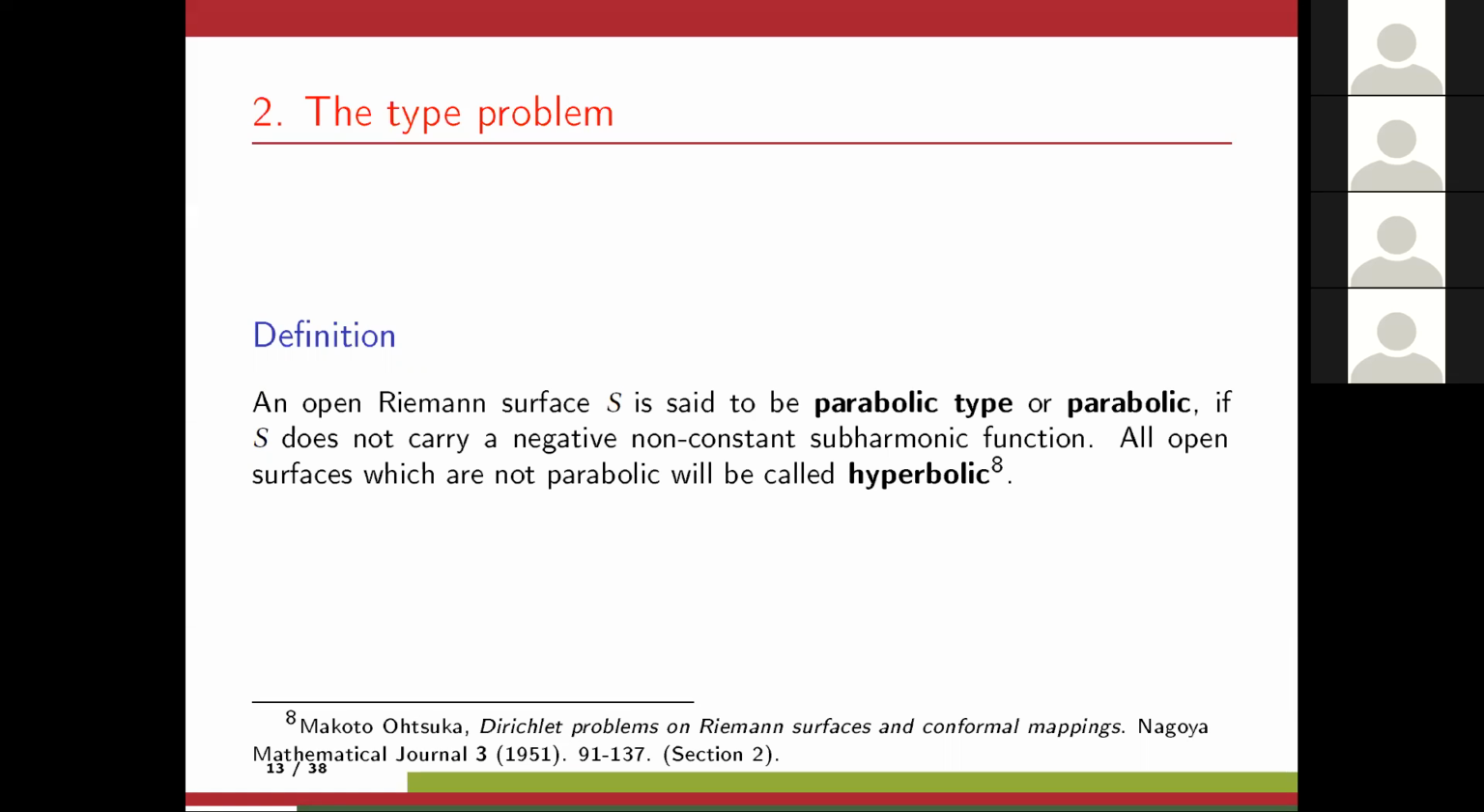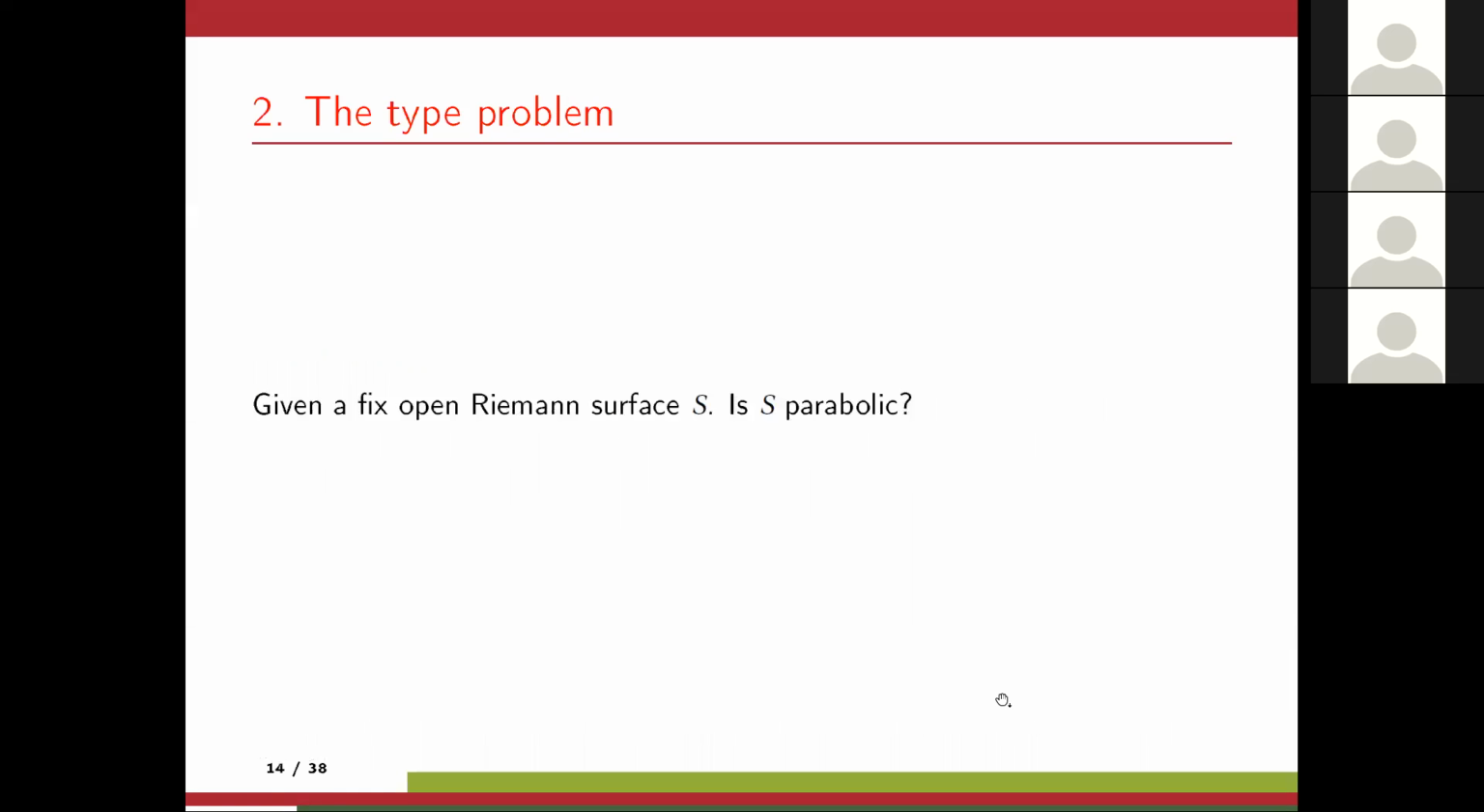Having the definition, we try to tell when an open Riemann surface is of parabolic or hyperbolic type. This is the problem, the type problem, right? Okay, I can give some equivalent statements of when a surface is of parabolic type.